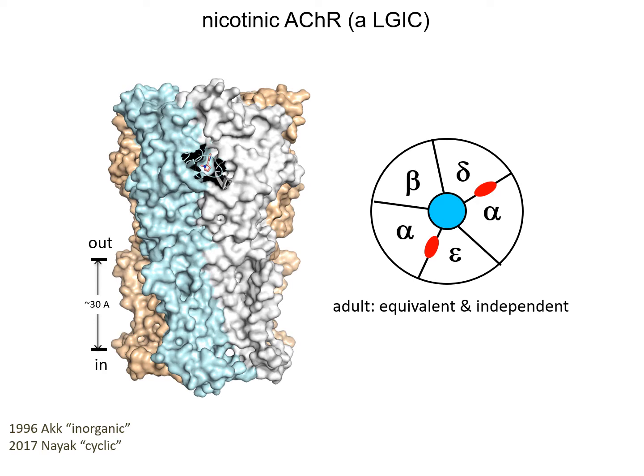There is another type of muscle receptor that's present in embryonic muscle. And here, there's a subunit switched, and the 2 binding sites are no longer equivalent. They are still independent, but they have different binding properties. But we're going to be talking mostly about the adult type receptor.